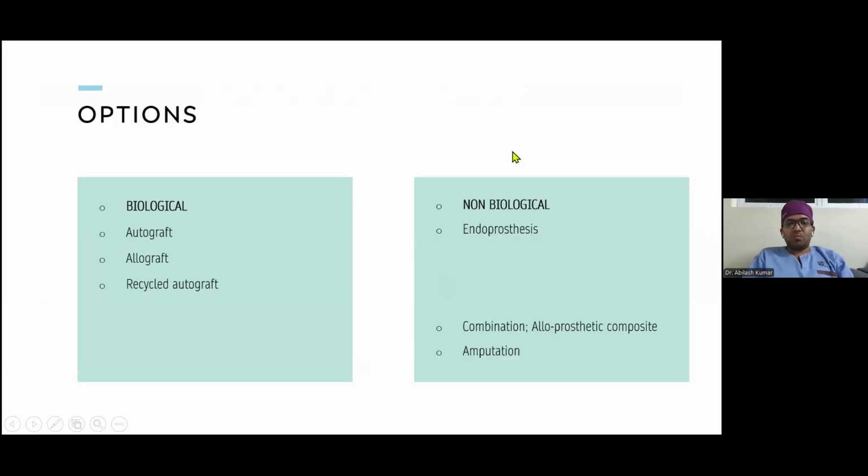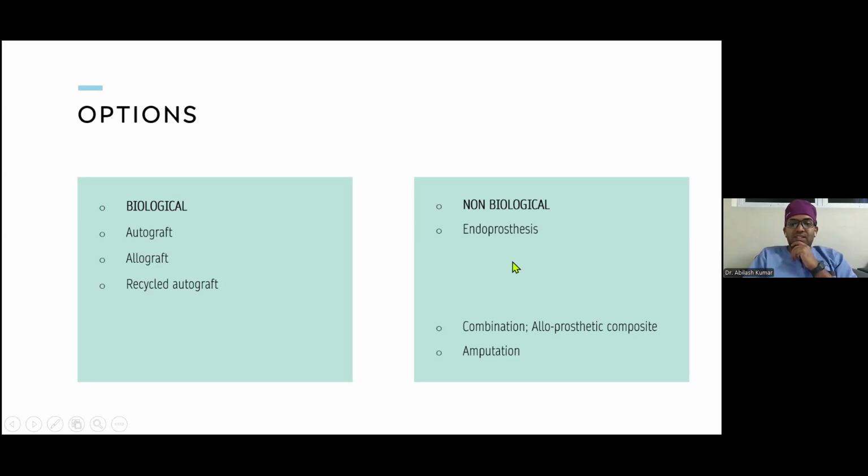Okay, so the options of reconstruction can be divided into biological and non-biological reconstruction. When we talk about biological reconstruction, we're talking about the usage of autografts, allografts, and recycled autograft. But when we talk about non-biological reconstruction, we usually talk about endoprosthesis.